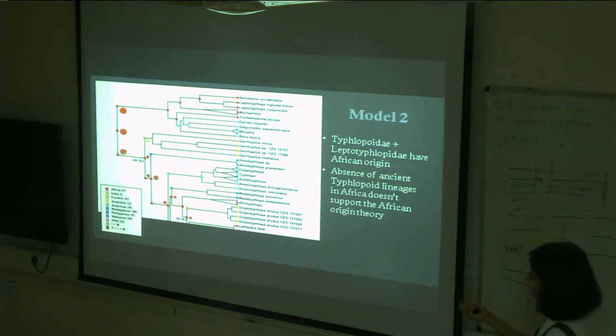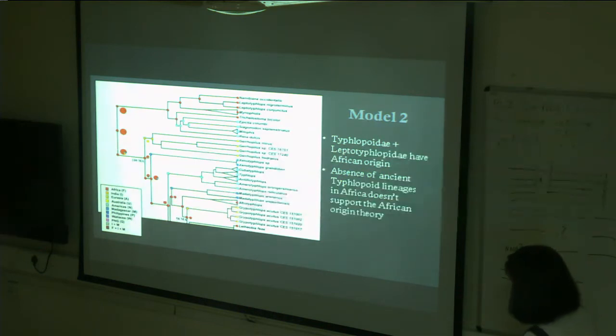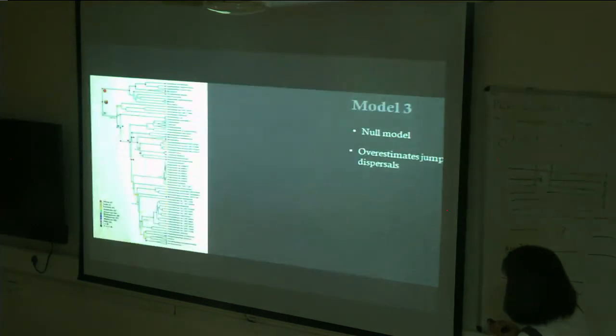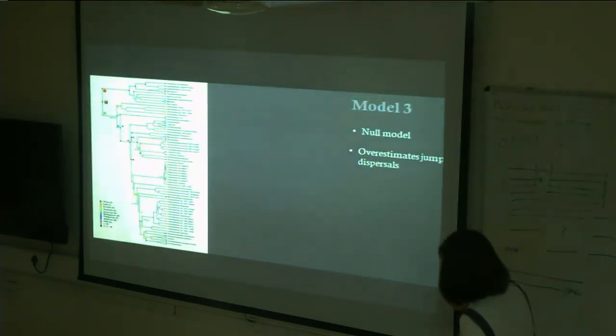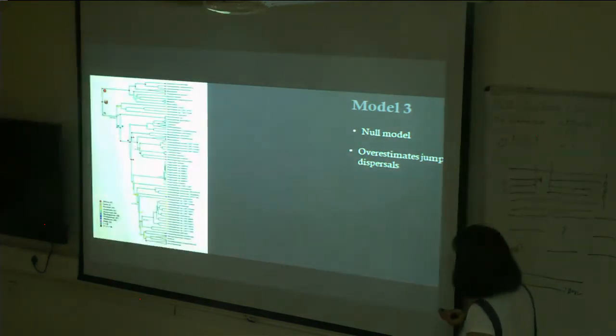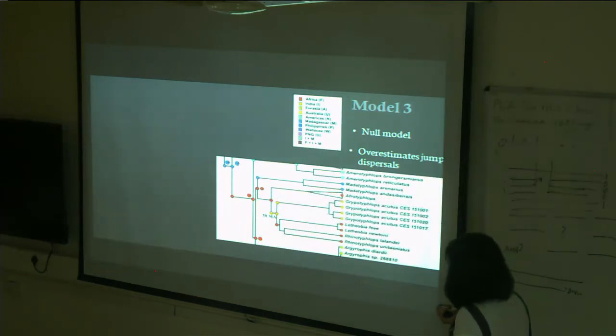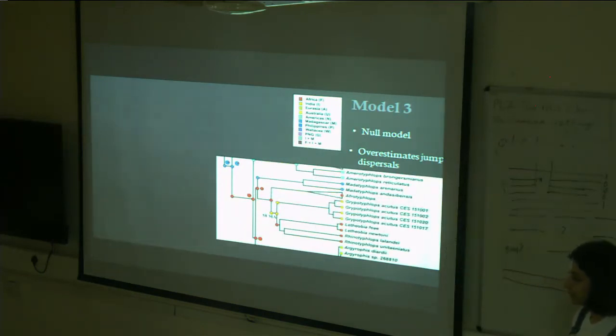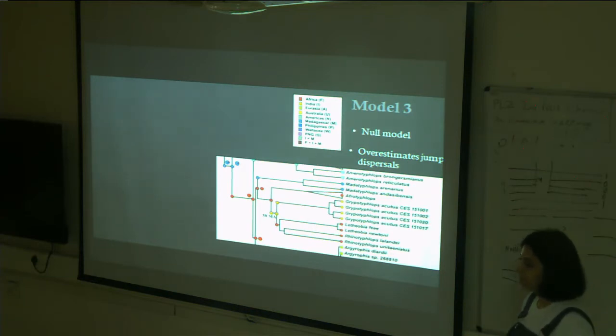So the absence of a really old lineage in the ancestral area goes against that theory that Africa was the ancestral area. And the null model doesn't make sense at all, because apart from the low likelihood values, this is one of the problems with BioGeoBEARS: because it allows for jump dispersal, it sort of goes crazy with it, and it invokes jump dispersal randomly.